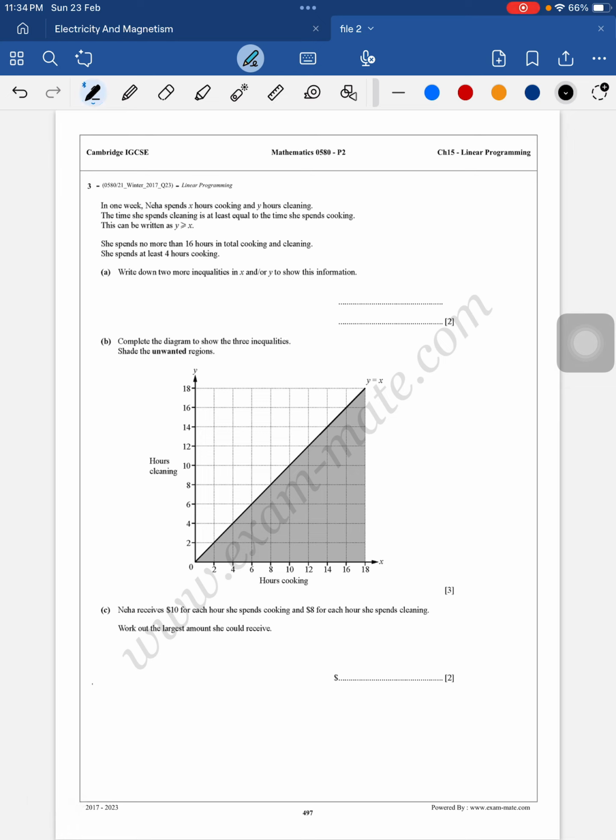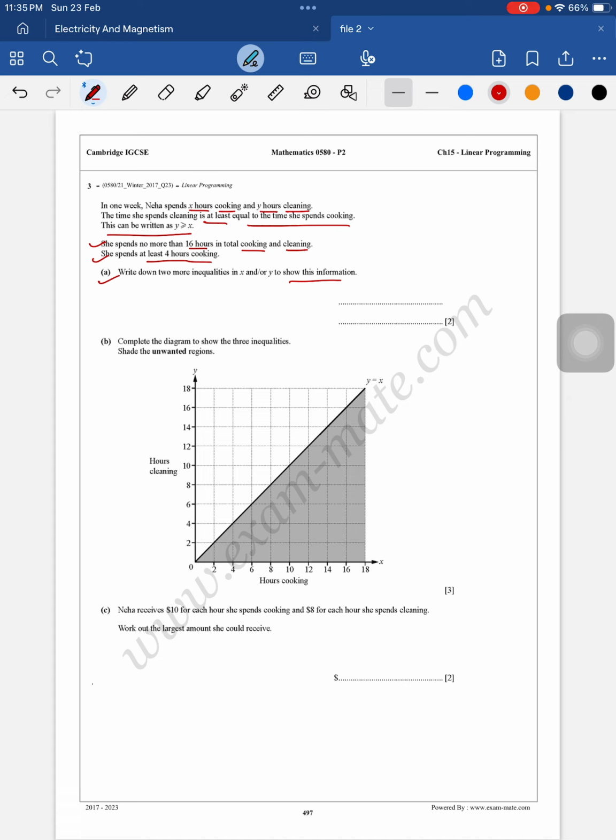In 1 week, Neha spends x hours cooking and y hours cleaning. The time she spends cleaning is at least equal to the time she spends cooking. This can be written as y is greater than or equal to x. She spends no more than 16 hours in total cooking and cleaning, and she spends at least 4 hours cooking. Write down 2 more inequalities in x or y to show this information.